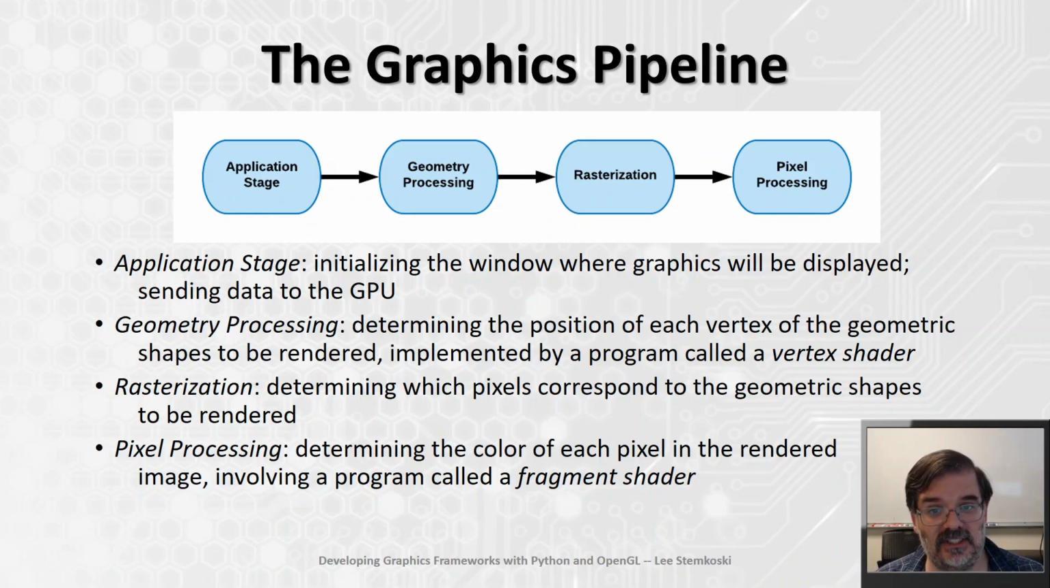There's the rasterization stage, in which it's determined which pixels correspond to the different shapes being rendered. And there's the pixel processing stage, which determines the color of each pixel in the rendered image. And that involves another program you'll learn a lot about called fragment shaders.